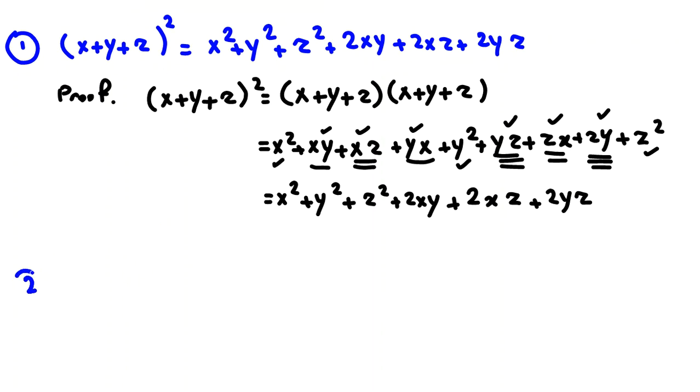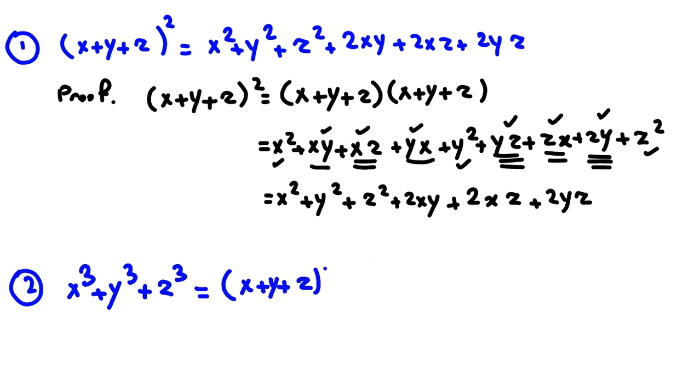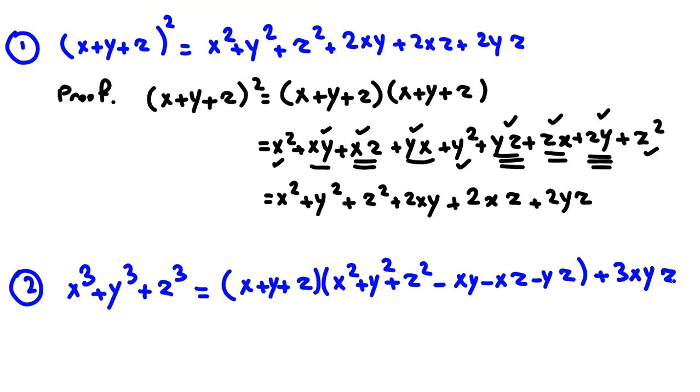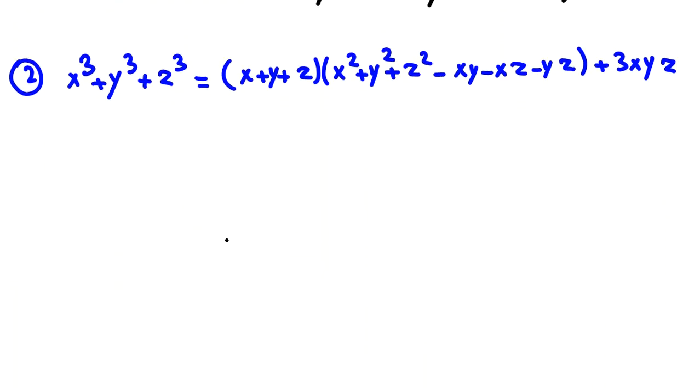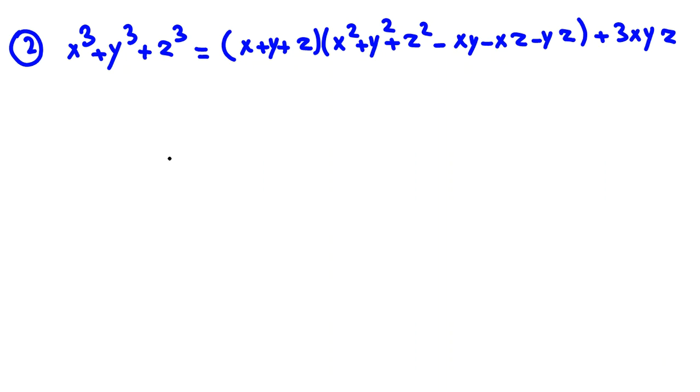Second identity: x cubed plus y cubed plus z cubed equals (x plus y plus z) times (x squared plus y squared plus z squared minus xy minus xz minus yz), and then we should say plus 3xyz. You should memorize these identities. They are useful in many exams, from basic level exams up to international level and the hardest level exams.